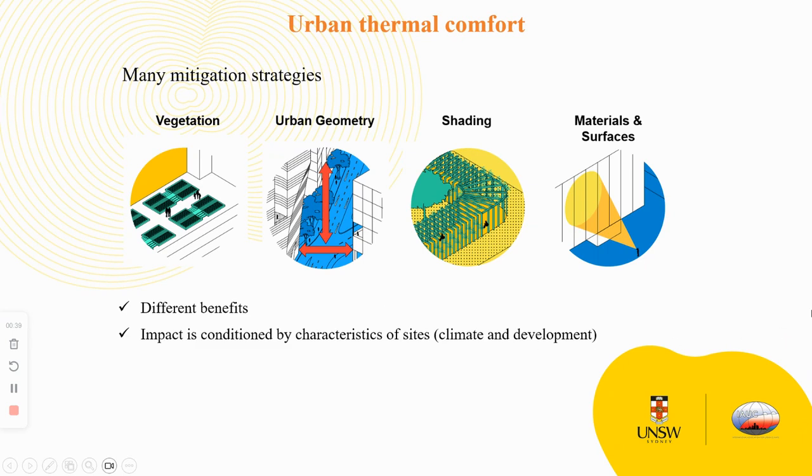It provides shade and does other things I'll talk about in a minute. Urban geometry is another, with shading from buildings, shaded pathways, and so on, and then materials and their surfaces. They have different benefits, and they're conditioned by the site, the climate, and neighboring development.